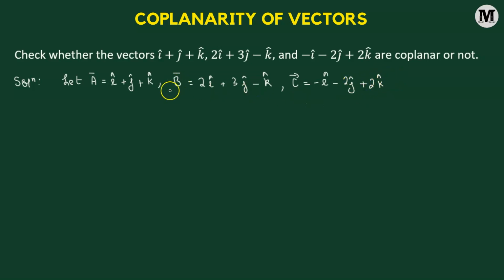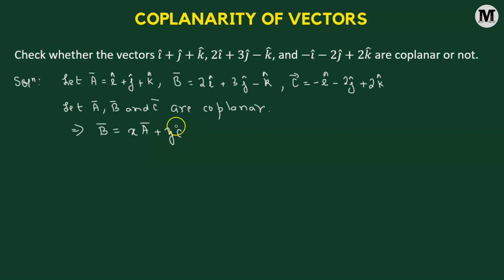Now, if we want to check whether these three vectors are coplanar or not, we have to first assume that they are coplanar. So we will suppose that a vector, b vector, and c vector are coplanar. Now, if they are coplanar, then it immediately tells us that if we pick up any vector, so let's say we pick up the vector b, we can always express it as a linear combination of the other two vectors. That means we have x times a vector plus y times c vector. This has to be true if a, b, and c are coplanar.